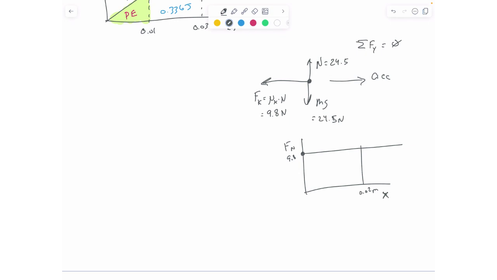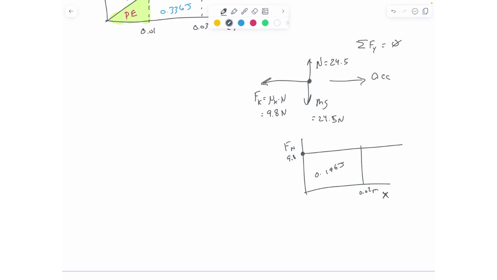Now, remember the area under the curve, of course, is work. And so if you do 9.8 times 0.02, you get 0.196 joules. So this is how much energy was consumed by friction, okay?